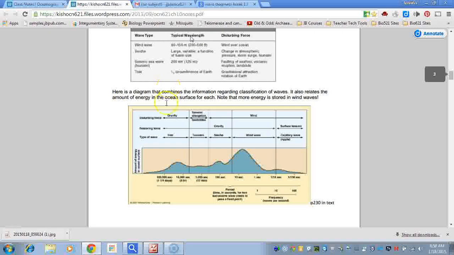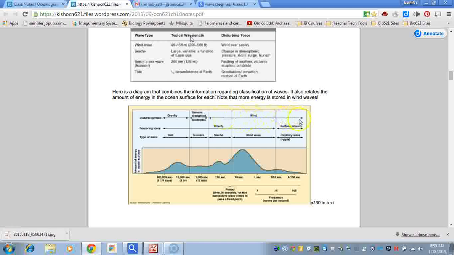So this diagram actually shares all three. There's disturbing force and restoring force, and we know tides have the longest wavelength, then usually tsunamis, and then seiches, and then wind waves. So you could think of this as decreasing wavelength, because capillary waves are the really tiny little ripples. This is their restoring force, so what's acting on them to get them back to being flat. And then this is what causes them to happen.